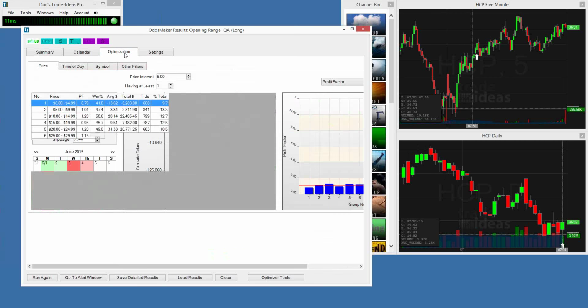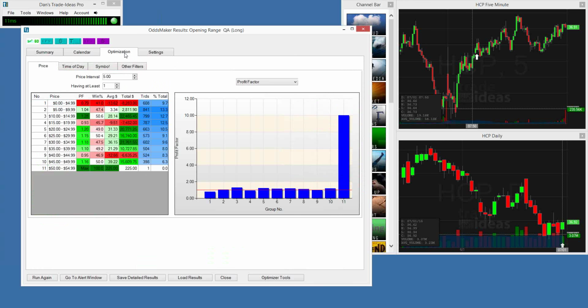So there's a tab here called optimization. Okay, so the optimization tab lets people kind of quickly see, well, could I do something to quickly improve what I'm doing here, right? So obviously, the first thing you would notice, of course, is in the lower price stocks from $0 to $5, you're just not making any money.